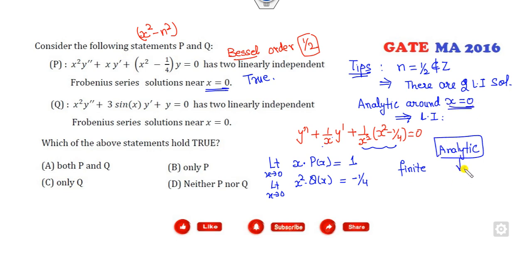So once they are analytic, it means the solution exists. How many degrees of this? Two. So it has two Frobenius solutions. So the first option is my correct option.